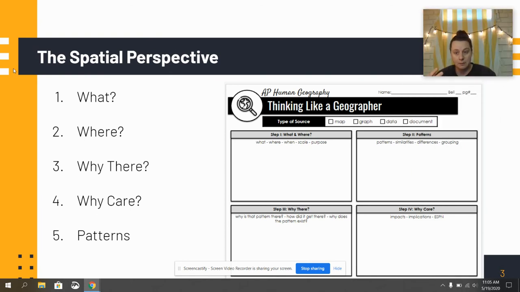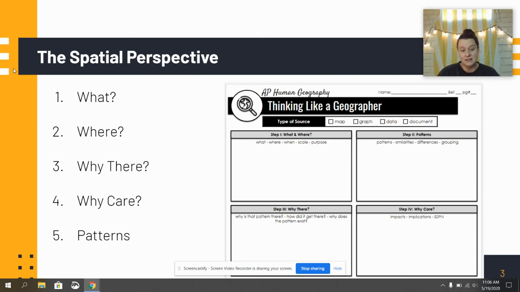The spatial perspective is made up of a series of questions. Geographers ask themselves, what kind of piece of data or what information am I looking at? And then they ask themselves, where is it located? Finally, they ask, why is it located there and why should I care? We summarize this with what, where, why there, why care. These are the four big questions that make up this spatial perspective. You're basically just asking yourself, why are these particular concepts located where they are?